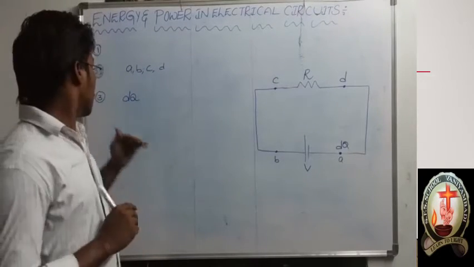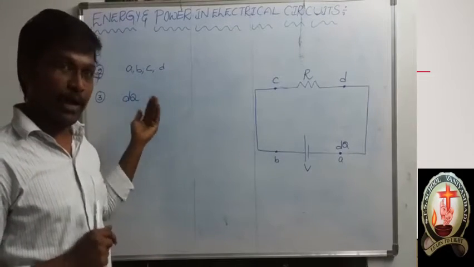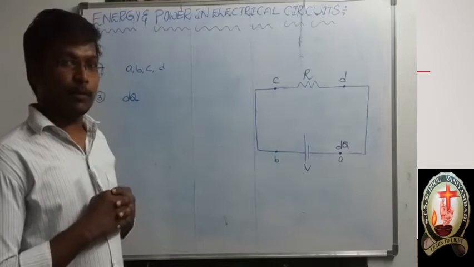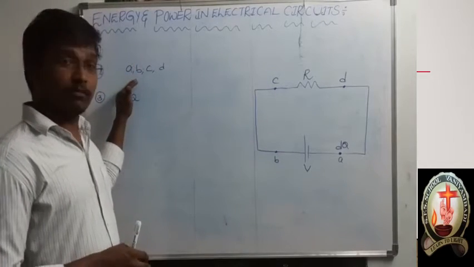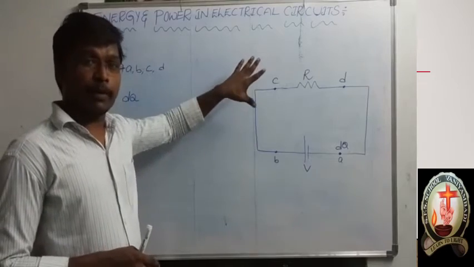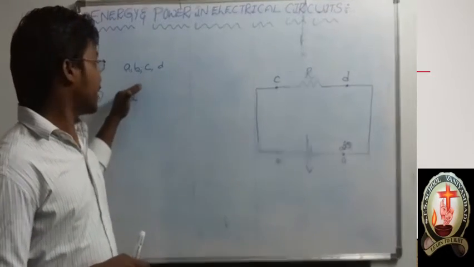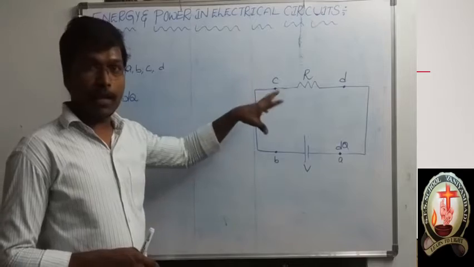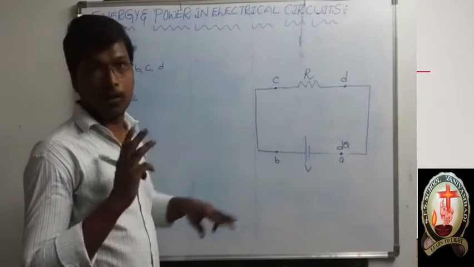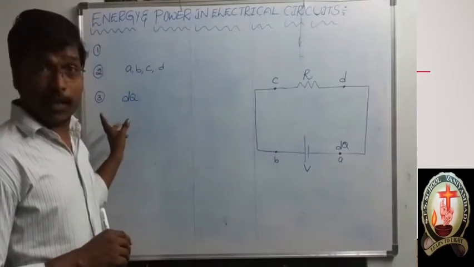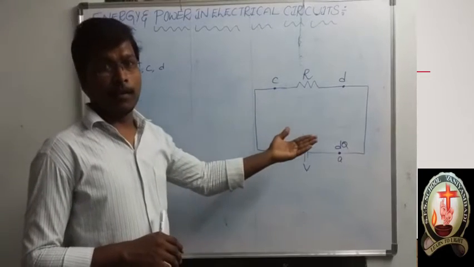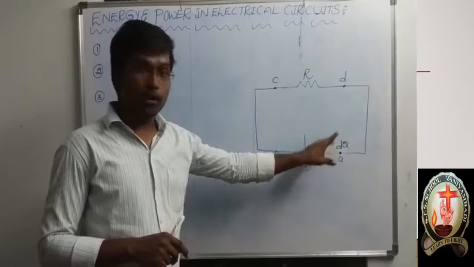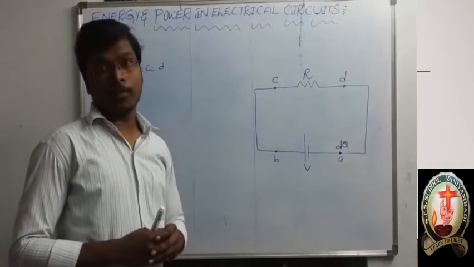So totally how many points have I explained? 3 points. First one, I explained about the electrical circuit. Second one, I considered 4 points, that I placed on the electrical circuit. Third one, I considered one charge. The charge is dq, and that charge is placed at point A on the electrical circuit.